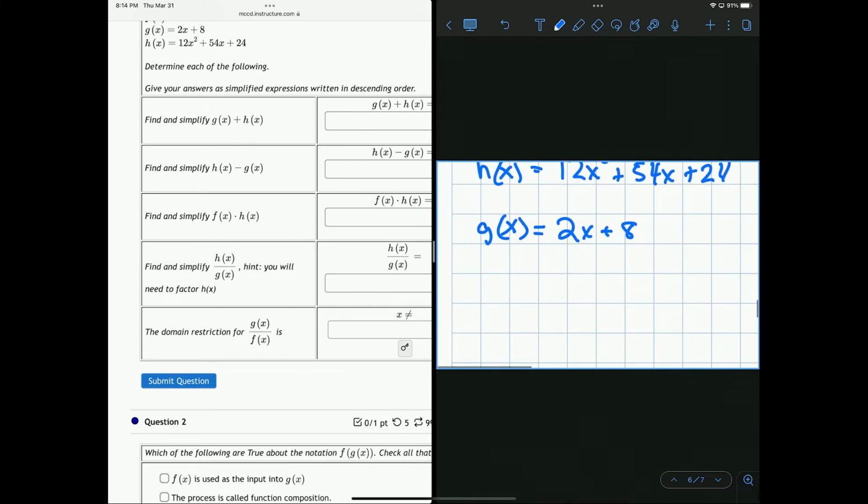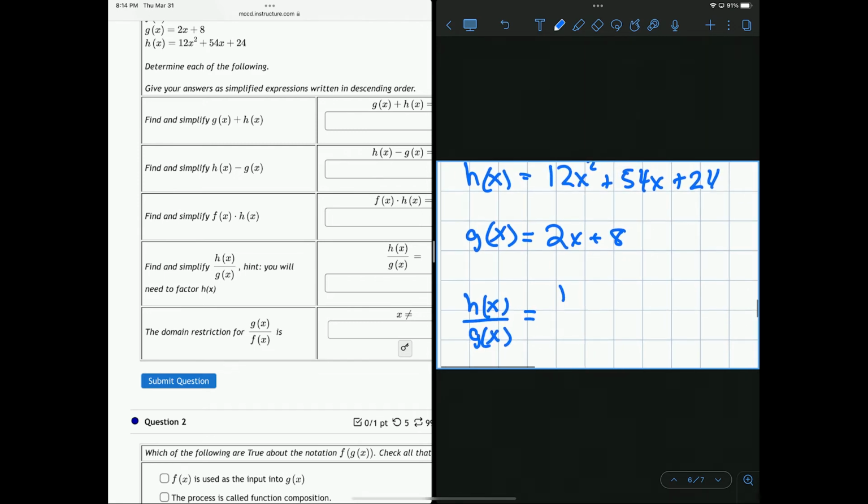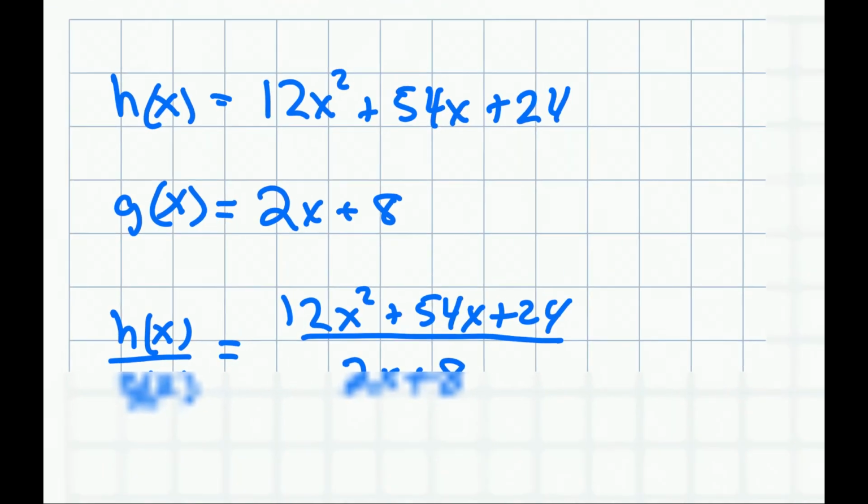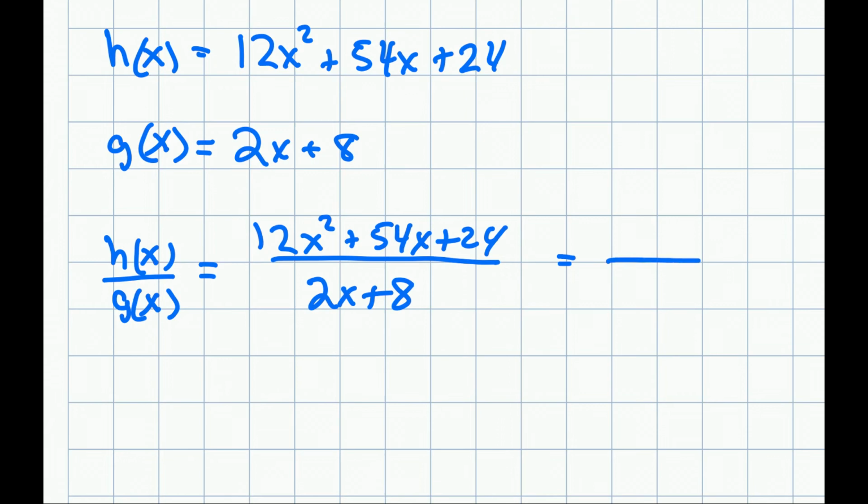And so h over g is going to be easy to write, right? H over g is going to be just 12x squared plus 54x plus 24, and then on the bottom, just 2x plus 8. And they say simplify, you're going to need to factor. Well, how is that going to look? On the bottom, 2x plus 8, you can take out a 2, and you would have x plus 4.